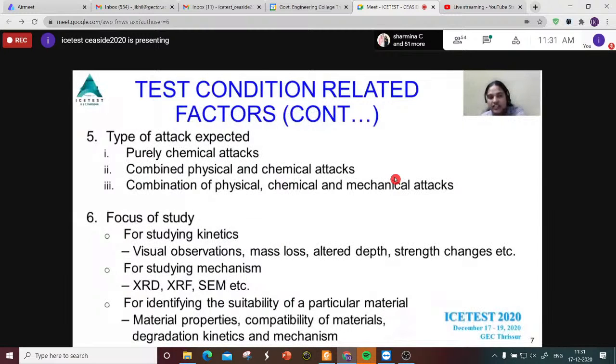Then the factor required is the focus of the study. What we actually have to study. For studying kinetics, the following parameters have to be considered. For studying the degradation mechanism, microstructural characterization techniques like XRD, XRF, SEM, etc. can be utilized. For identifying the suitability of a particular material, material properties, compatibility of the material, degradation kinetics and mechanism should be studied. These are the degradation measurement techniques which should be adopted for developing the test method.